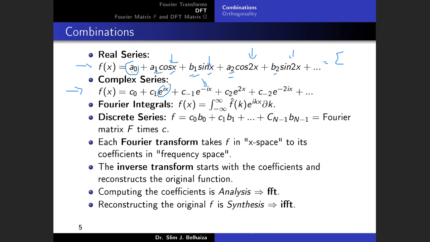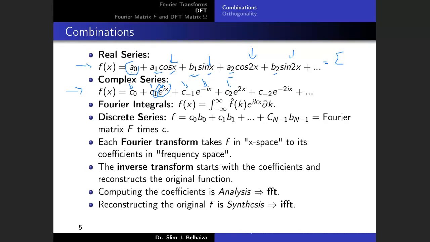So your aim would be to find these coefficients, the C coefficients: c0, c1, c minus 1, c2, c minus 2. And here you will see that there is a correspondence between the index of the coefficient and the frequency which appears in the complex exponential.